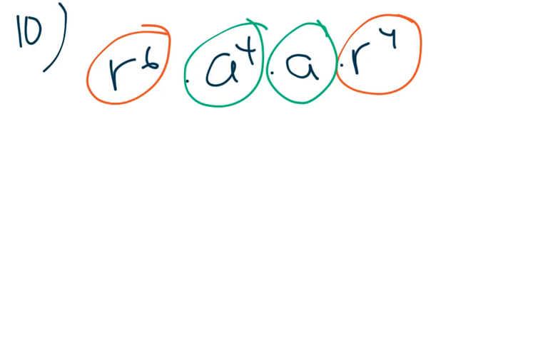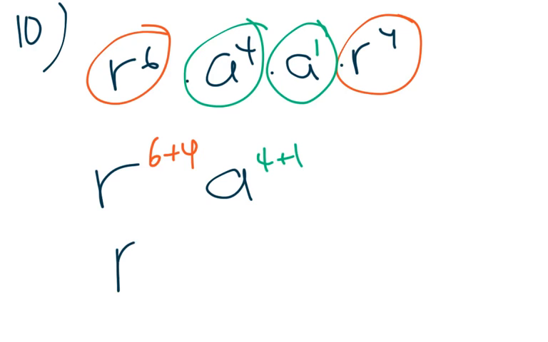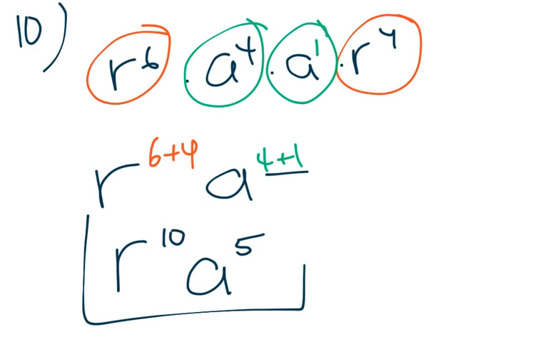And remember, the invisible exponent here is 1. So we have r to the 6 plus 4 power times a to the 4 plus 1 power. And 6 plus 4 is 10, so we have r to the 10th, a to the 4 plus 1, which is 5. So this is our answer for number 10.